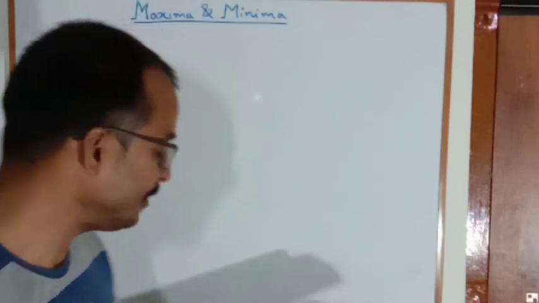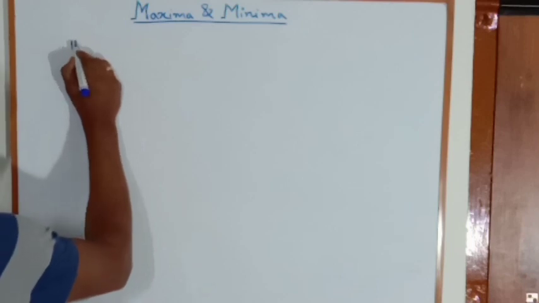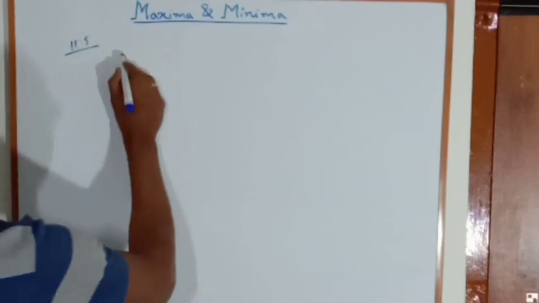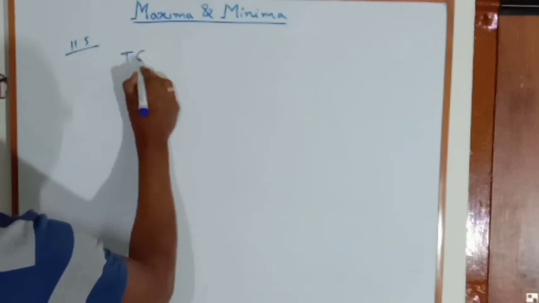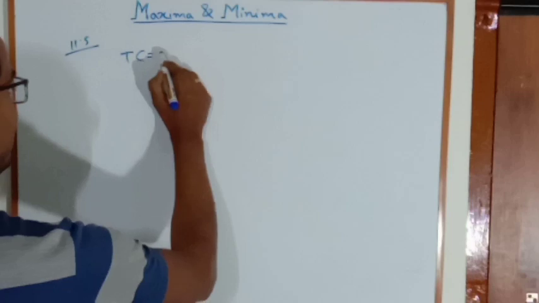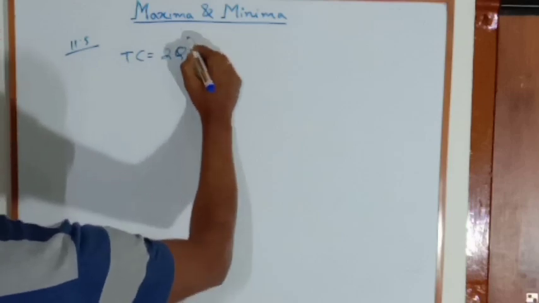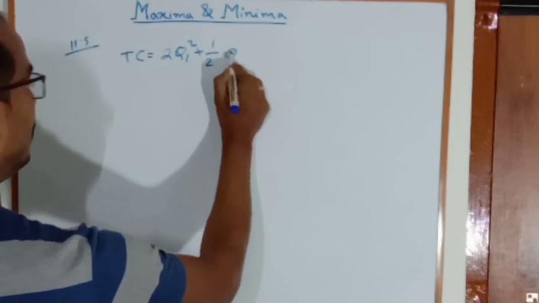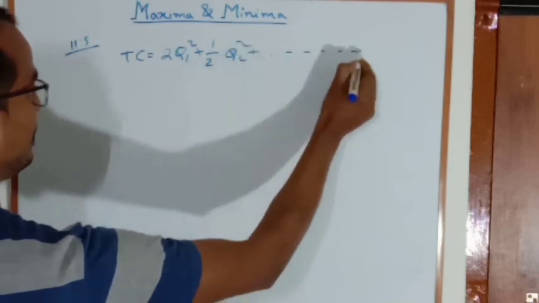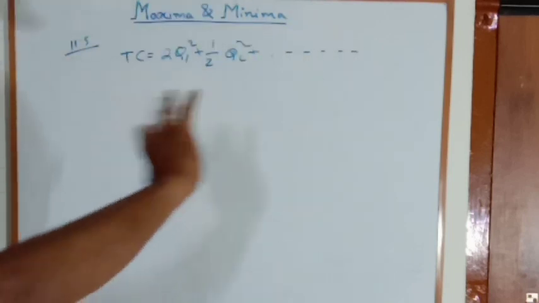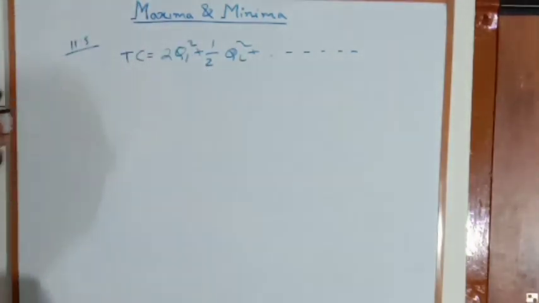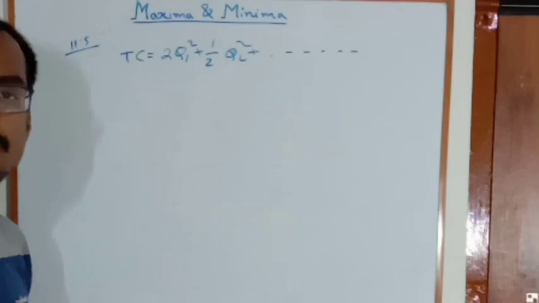Example 11.5. This type of question may also come. Generally, this type of question comes. TC function. It is not necessary to write everything. There is a function 2q1 square plus 1 by 2 q2 square plus something, but q1 and q2 will be there. I am not writing this, it will take time. But what is the problem? Total cost function is given.